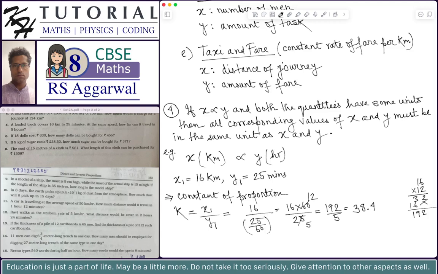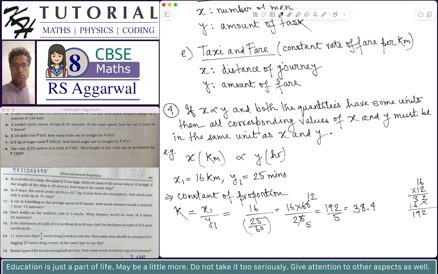So for example, let's say we are having the quantities x and y, the unit of x is kilometer and the unit of y is hour. Now we have one data, we have one corresponding value. Let's say x1 is given in kilometer. When x1 is 16 kilometer, the corresponding value of y, which is y1, is given to be 25 minutes. Now 25 minutes is in minutes, but the quantity y is in hour. So we must convert 25 minutes into hour.